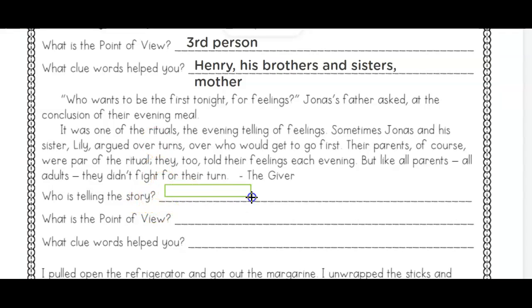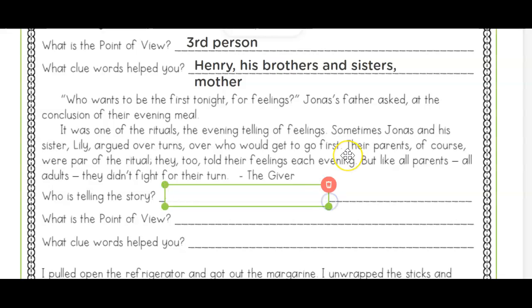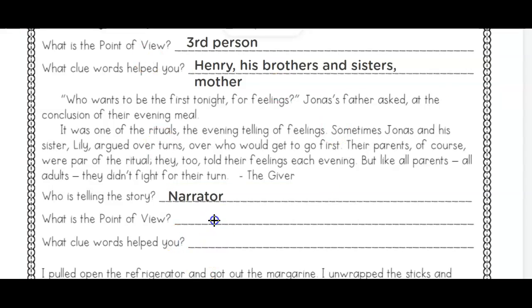So who was telling this story? Was it from a character's point of view, or was it from the narrator's? Well, I didn't see I, me, we, us. It wasn't talking from a character's point of view, so that's from a narrator. And what point of view is that? That is third person.